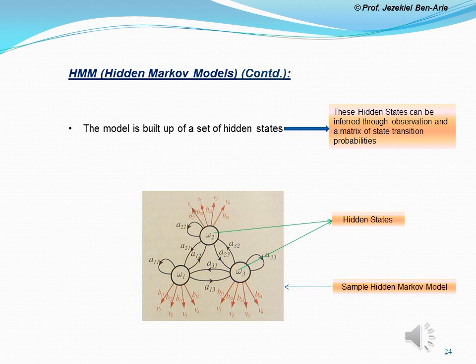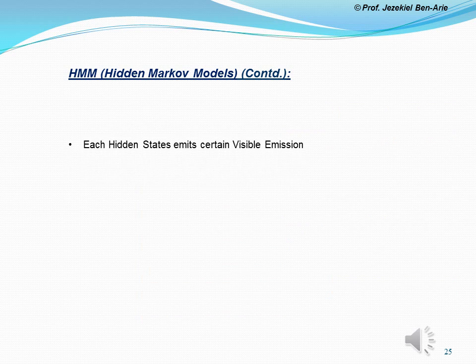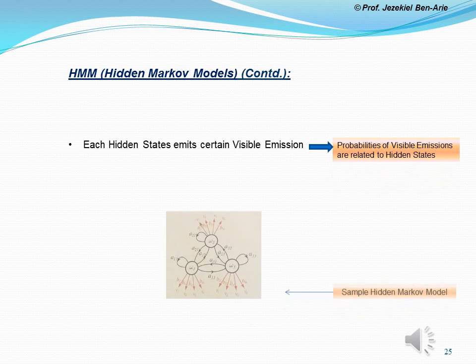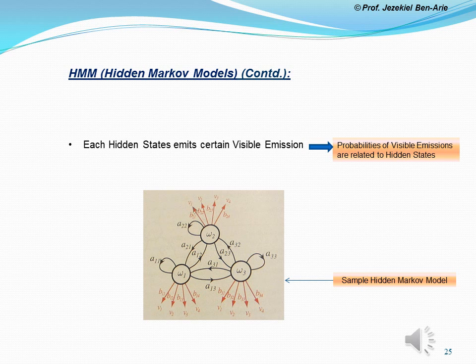Each hidden state of a hidden Markov model emits certain visible emissions. The probabilities of visible emissions are denoted by Bij in the diagram. In the diagram, V1, V2, V3, and V4 are the possible visible emissions from the hidden states, and the values on the visible emissions arrows correspond to the emission probabilities Bij.